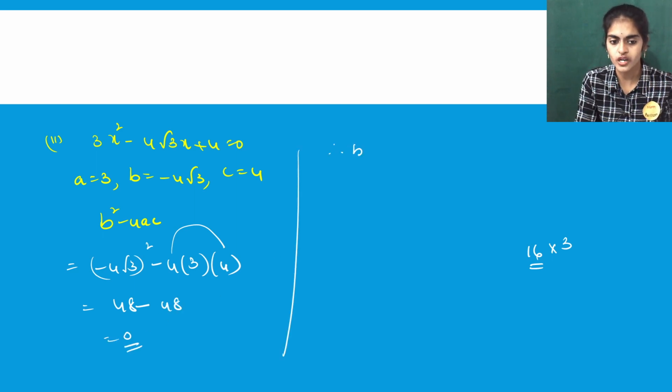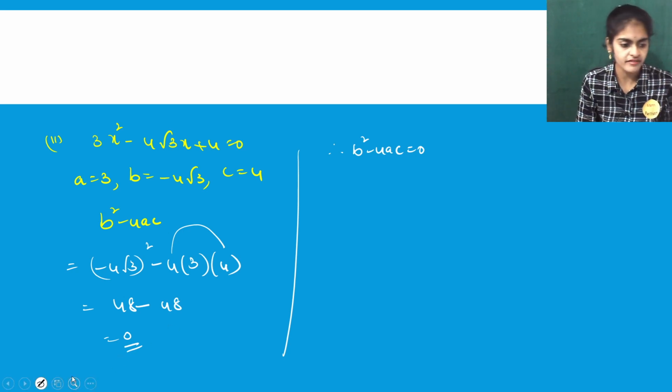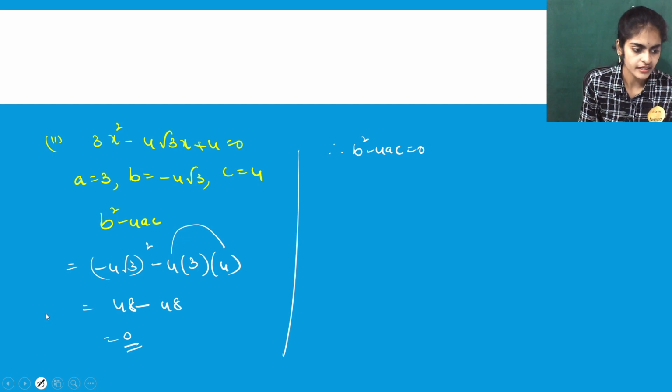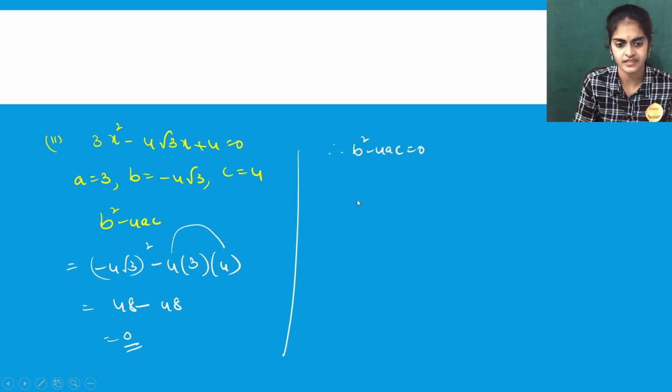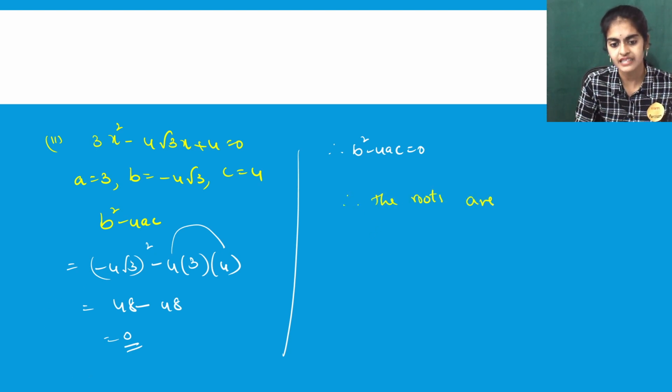So therefore you got discriminant is equal to 0. If discriminant is equal to 0, how many roots will you have? Only one value you can get. So you will have real roots. The roots are equal and real. Therefore the roots are real and equal.